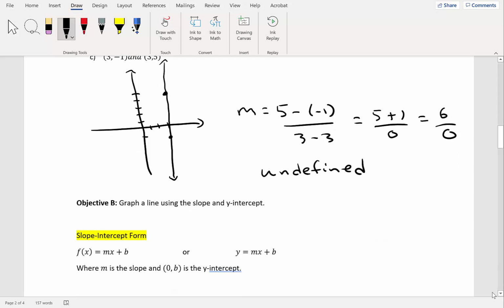Now when we're using the slope and the y-intercept to graph, what we want to do is get our equation or our function in slope-intercept form. Slope-intercept form is f of x equal to mx plus b, or y is equal to mx plus b. So something that should probably sound familiar. So m is the slope, and then (0, b) is the y-intercept.